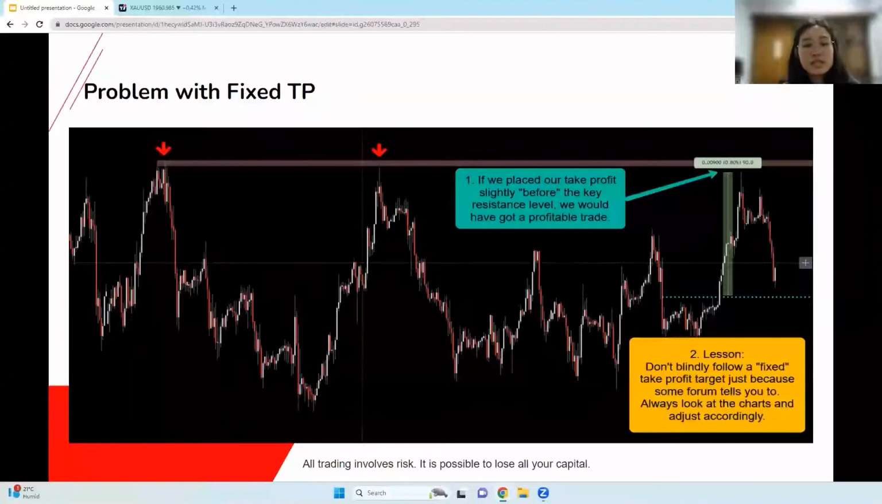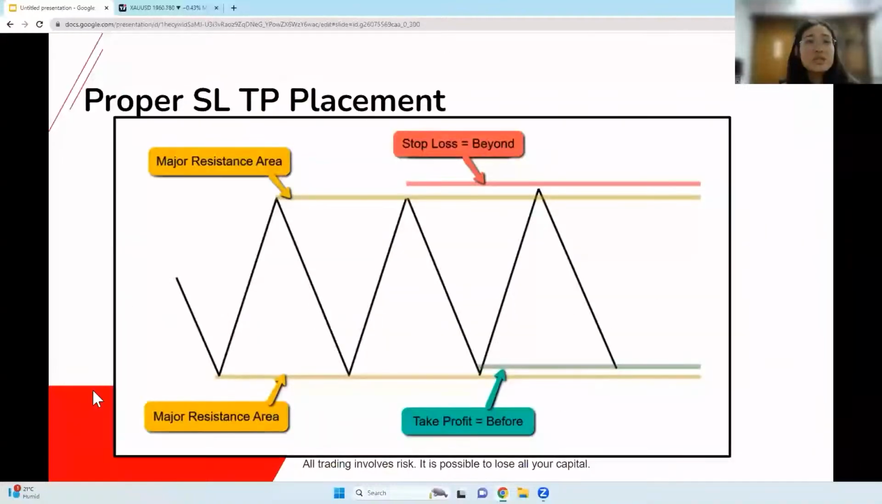Okay, so in an alternative scenario, if we had placed our take profit before the key resistance area, we would have gotten a profitable trade. So it's important to look at the charts and adjust your take profit and stop loss accordingly. Okay, so this is the proper stop loss and take profit placement that we tend to recommend. Your stop loss, we typically recommend you to place it beyond the major resistance area, and the take profit would be placed before it.